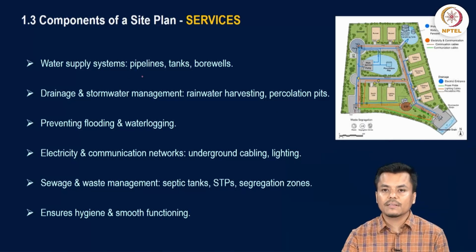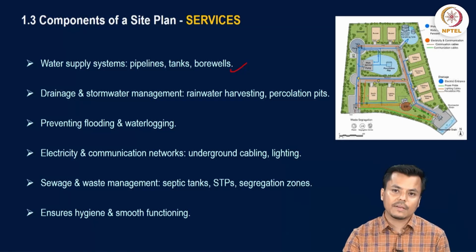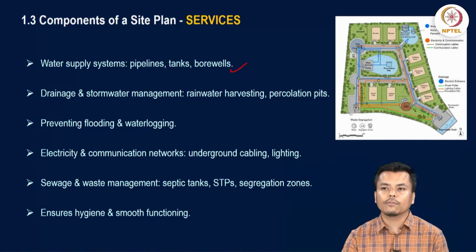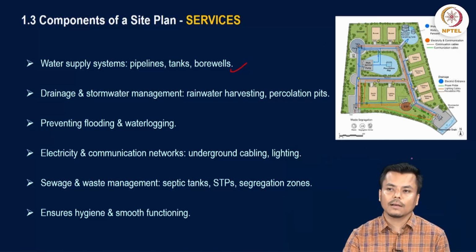So water supply systems, pipelines, tanks and bore wells, all these are to be demarcated in the site plan. You can show the services layout in the site plan itself, the way it has been represented in the sample drawing here. With blue and red color, all the basic services are shown. So water supply as well as electricity supply to the building are shown through these services drawings at the site level.